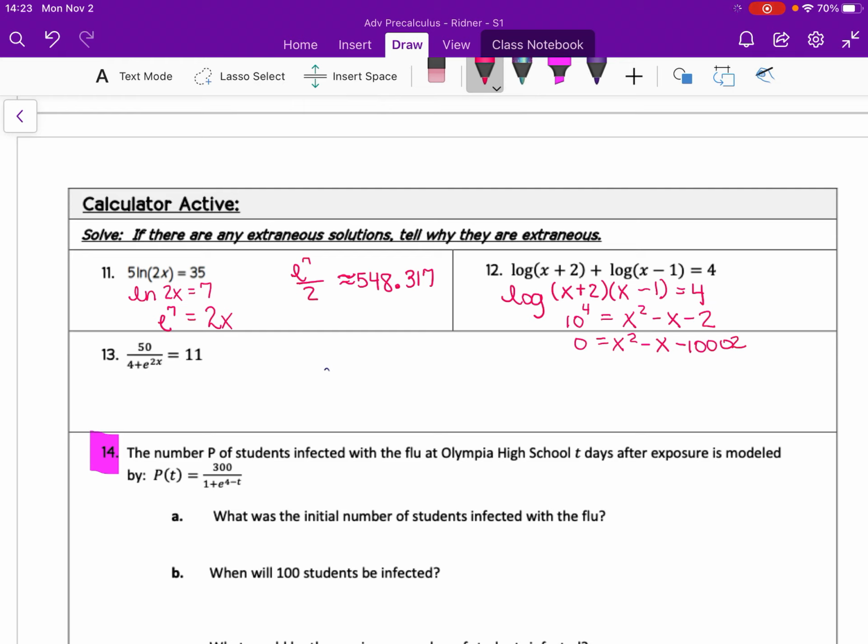So 10 to the 4th power is 4 zeros, so that's 10,000. Subtract that from negative 2 and you get negative 10,002.